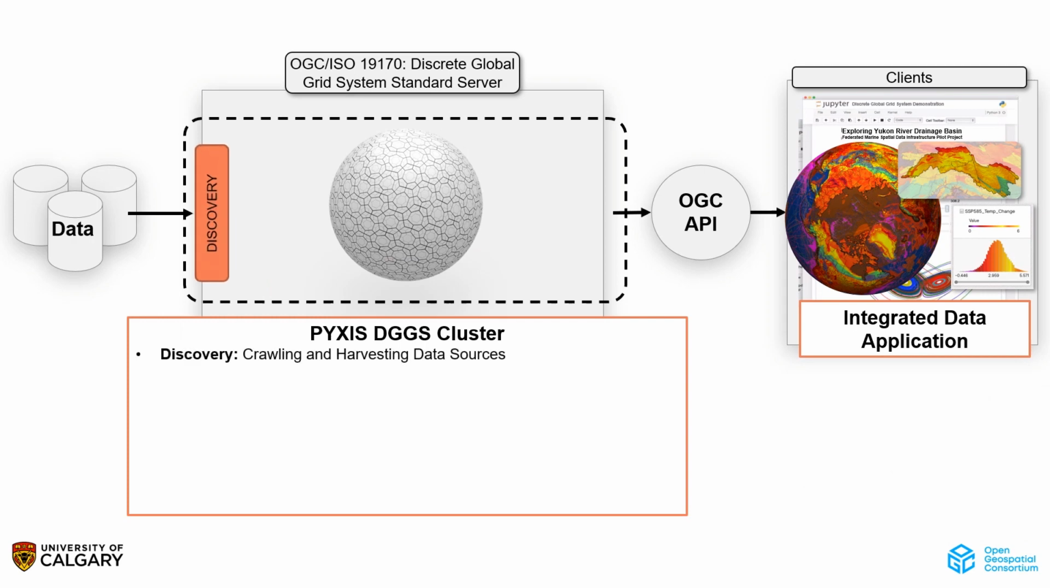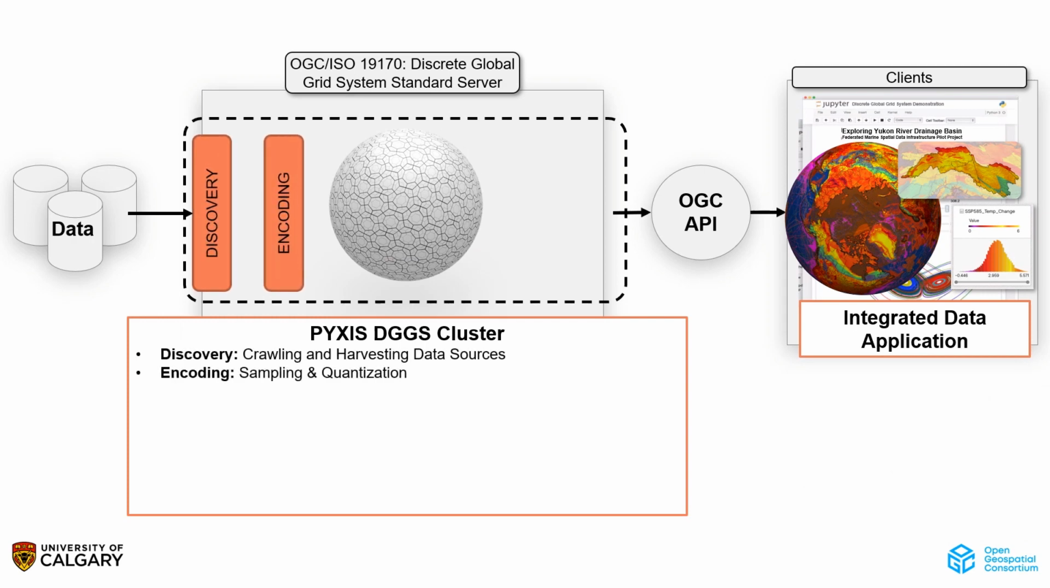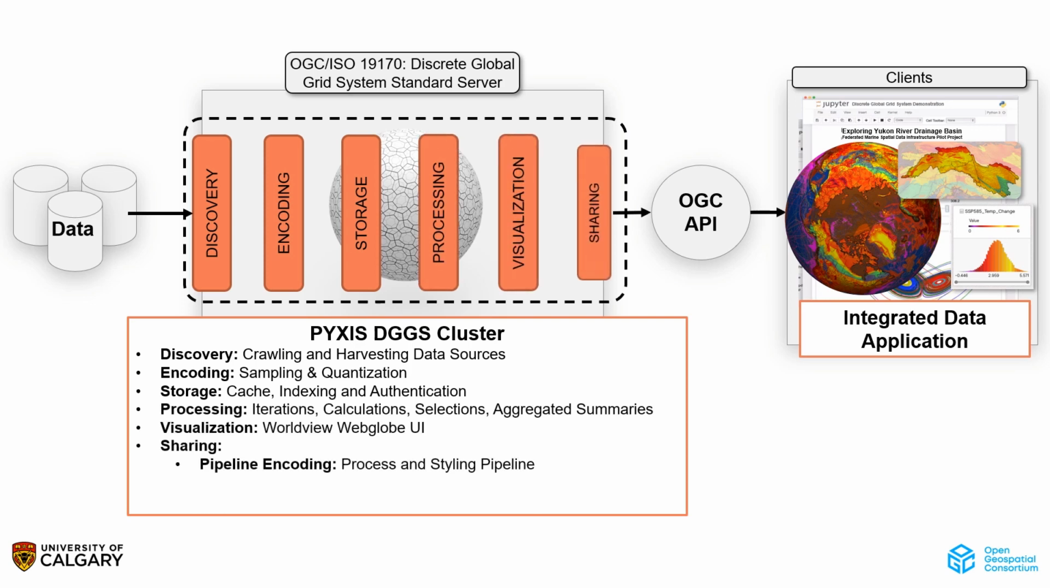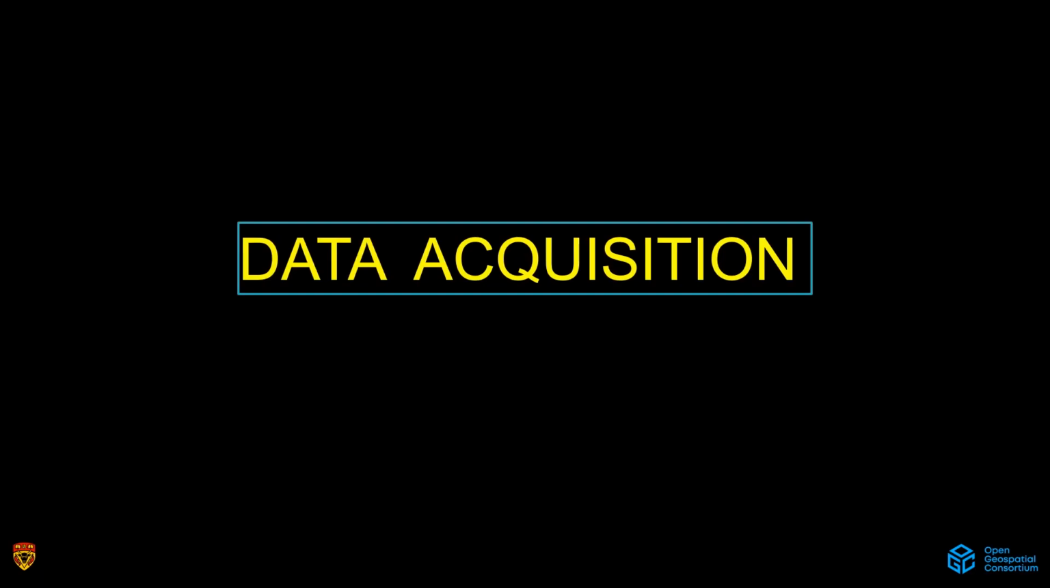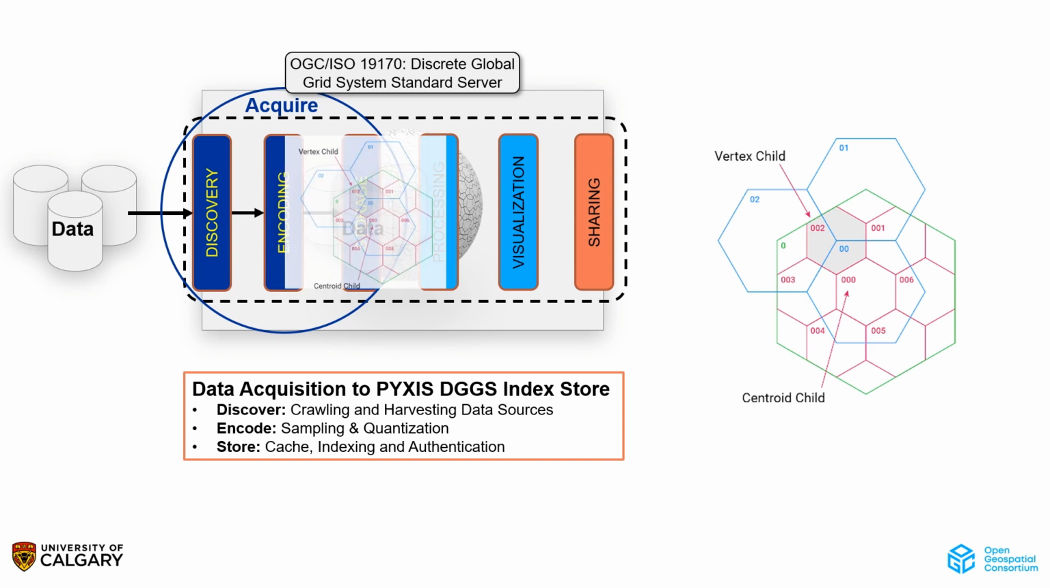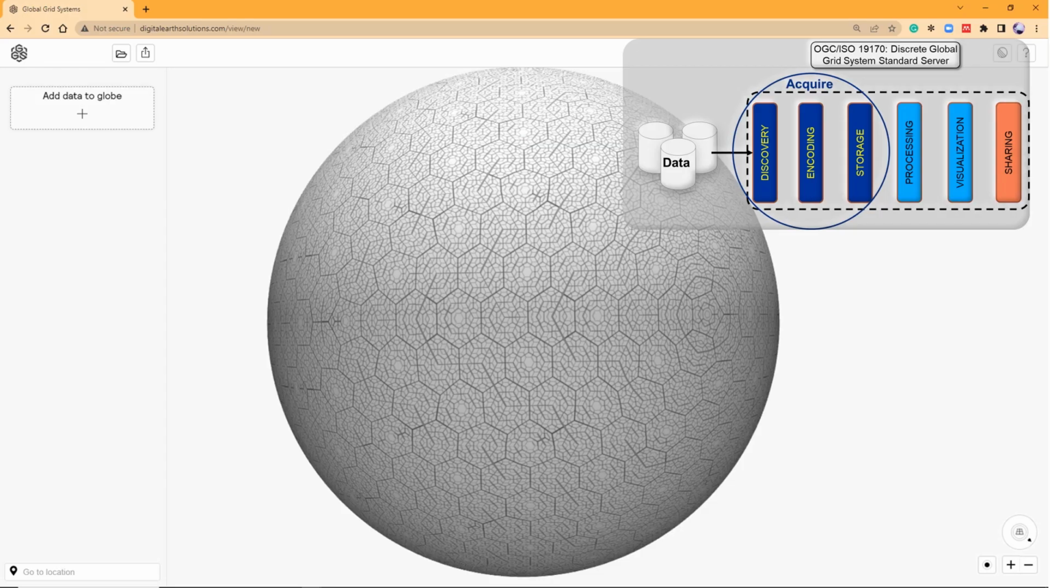The OGC DGGS server cluster used in the pilot project operates 6 modules to facilitate data discovery, encoding, storage, processing, visualization, and sharing. DGGS are data agnostic. They are designed to integrate data values across all spatial resolutions, reference systems, formats, and data types, rendering them analysis-ready.